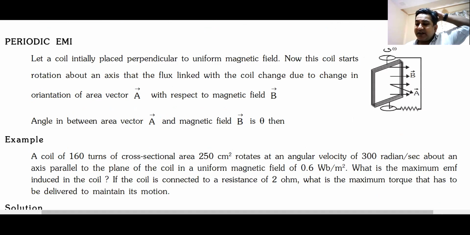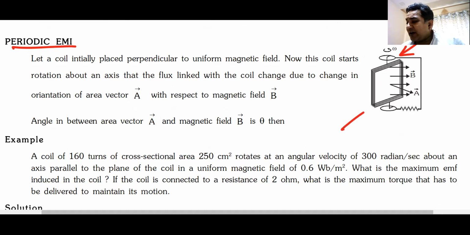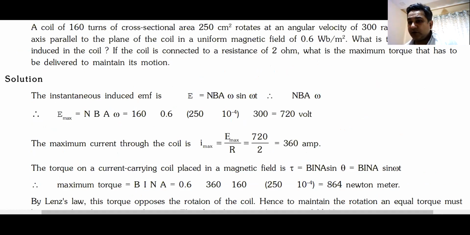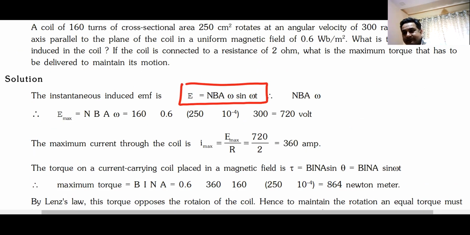Now this is periodic EMI. This is what I said. Here what we are doing is rotating a coil inside a magnetic field. Basically, we are changing the angle between B and A, and this is how you have induced EMF, and this is how AC current is generated. E naught sine omega t. Do we remember this? E naught sine omega t, where E naught is NBA omega. I told you that in the previous class. Yes or no?